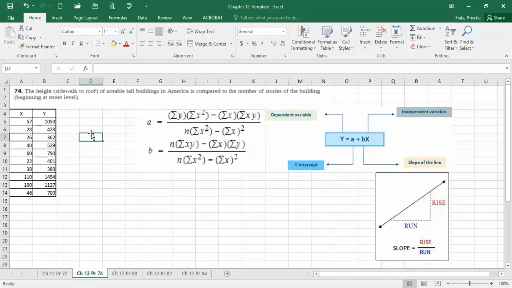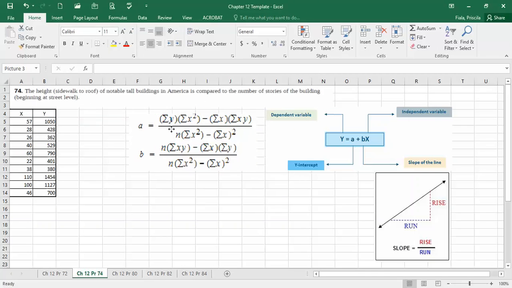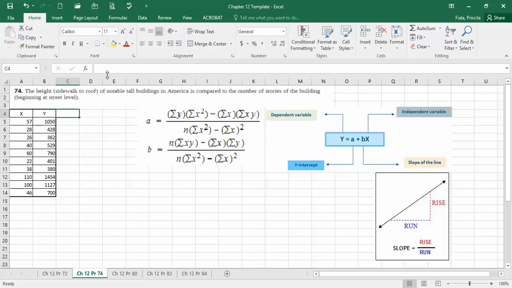So let's start here where I have X and I have Y. This is problem 74. I labeled them as X and Y here because it will make the formulas we're going to be using easier for you to understand. So let's suppose that I did not have all the formulas that I'm going to be showing you. What you would have to do to find your y-intercept and your slope: right here I have x, y. Over here I have x times y, the values of x squared, and the values of y squared.